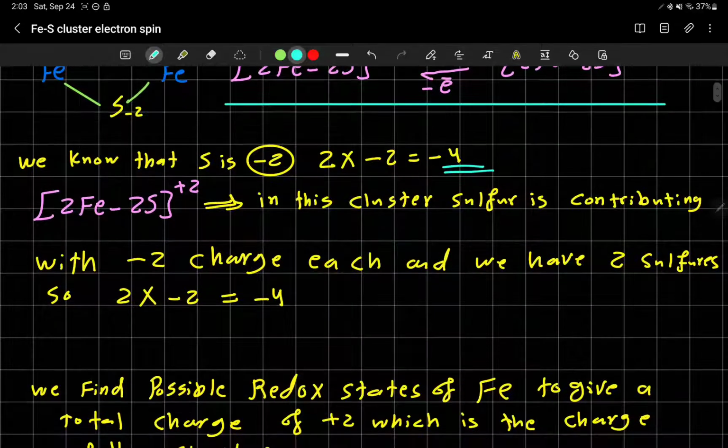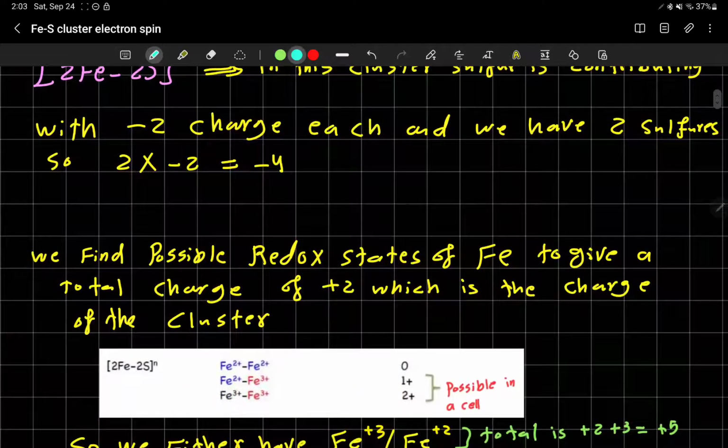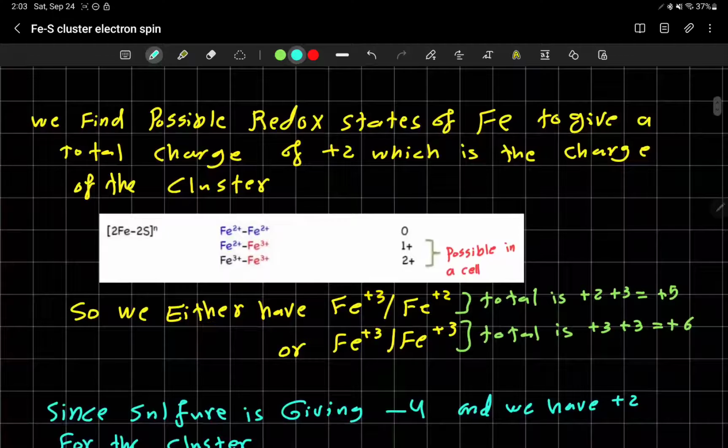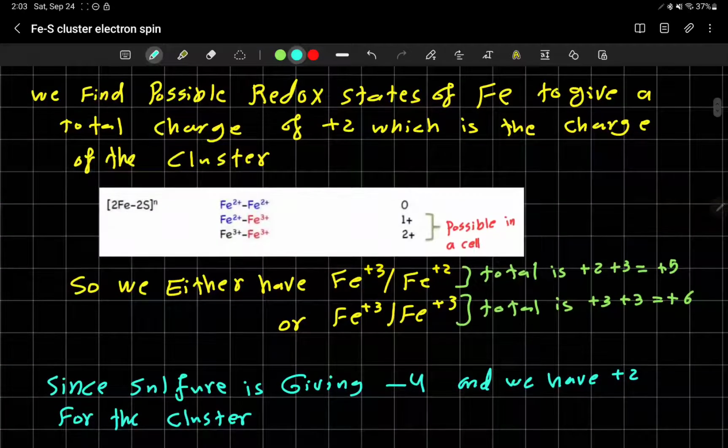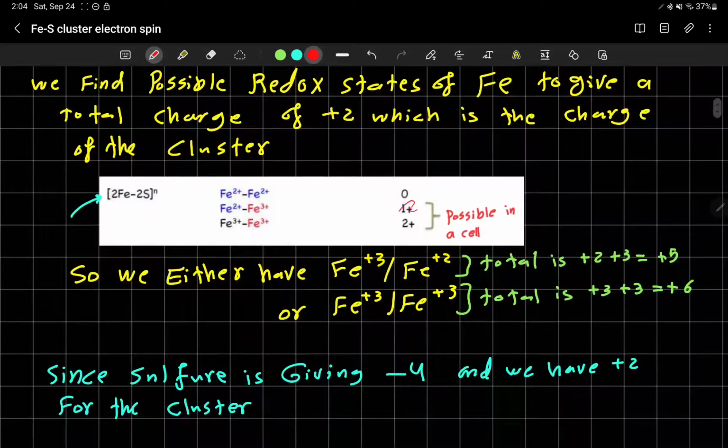So in this cluster, as we said, sulfur is contributing -2 for each, so -4. And now we find the possible redox states of the iron. Now we have to see, in this kind of cluster, which is two irons and two sulfurs, what redox states are possible in a cell or in nature, not in chemistry. In nature, there is only the possibility of these two. They can be either +1 as a total cluster, meaning this N right here can be either +1 or +2.